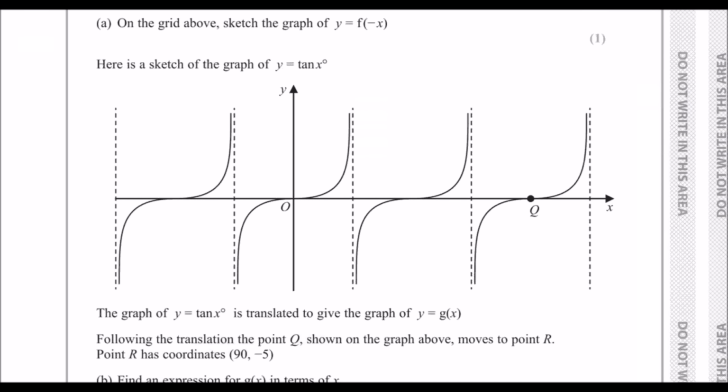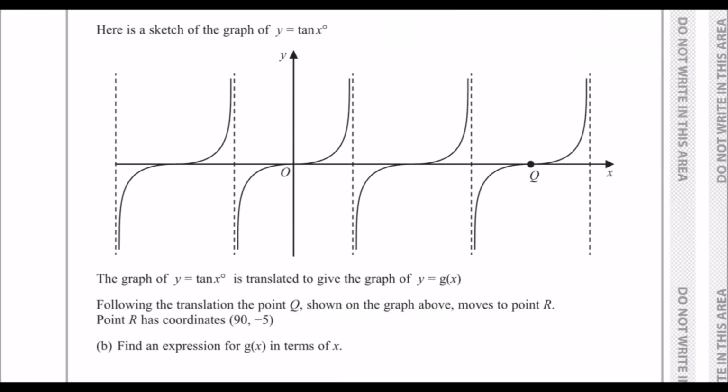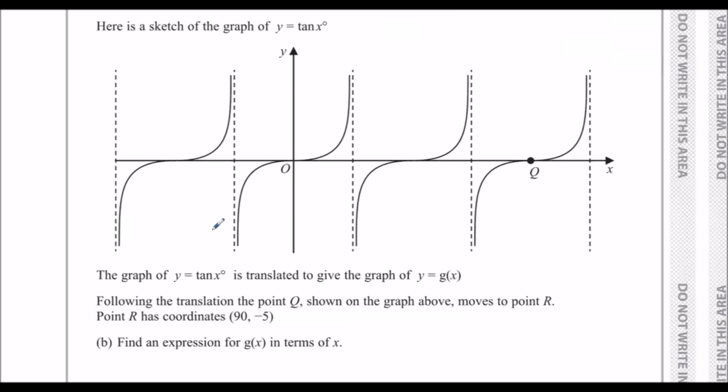Part B. So here is a sketch of y equals tan x. The graph of tan x is translated to give the graph of y equals g of x. Following the translation, point Q, shown on the graph here, moves to point R with coordinates (90, -5). Give an expression for g of x in terms of x.